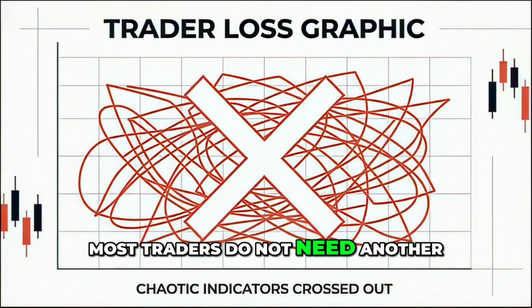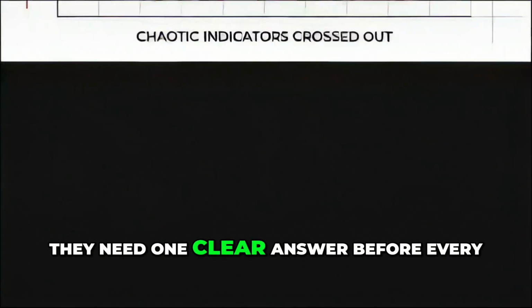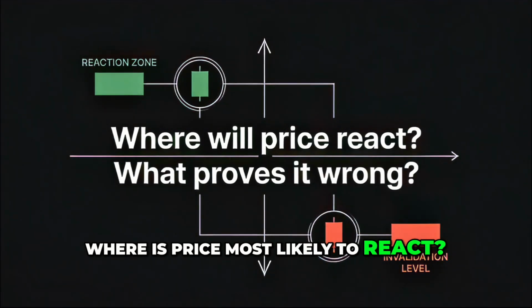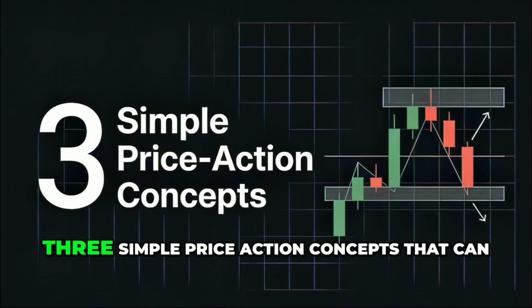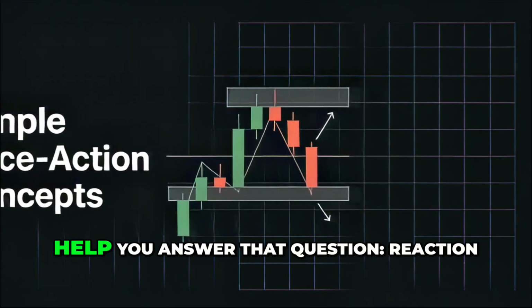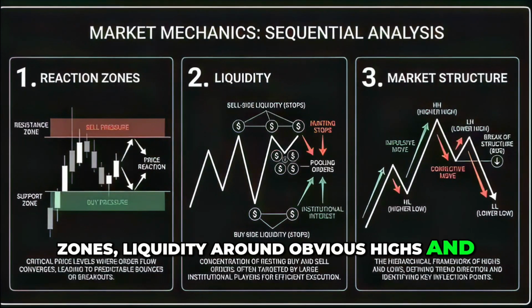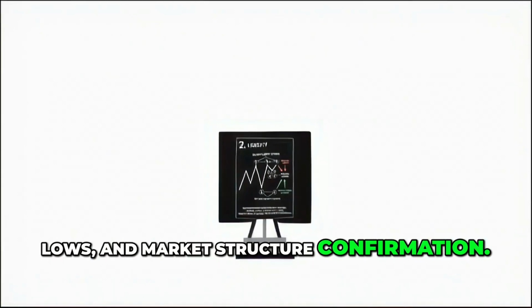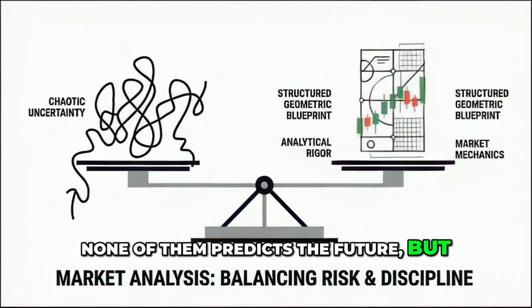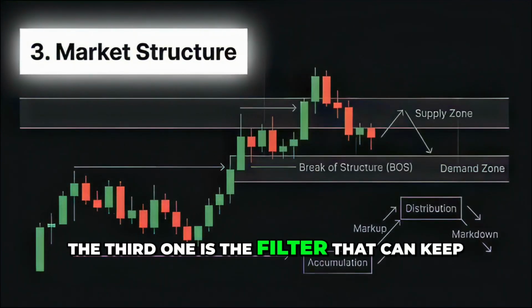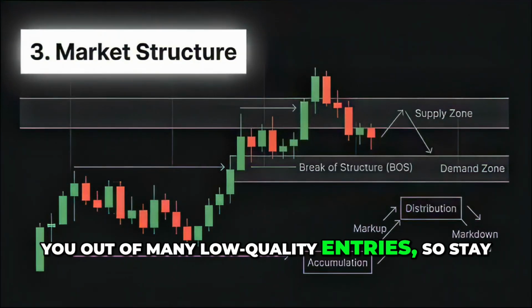Most traders do not need another indicator. They need one clear answer before every trade. Where is price most likely to react? And what would prove the idea wrong? In the next few minutes, I will show you 3 simple price action concepts that can help you answer that question. Reaction zones, liquidity around obvious highs and lows, and market structure confirmation. None of them predicts the future, but together, they give you a practical way to stop chasing every move and start waiting for a plan. The third one is the filter that can keep you out of many low-quality entries, so stay with me.